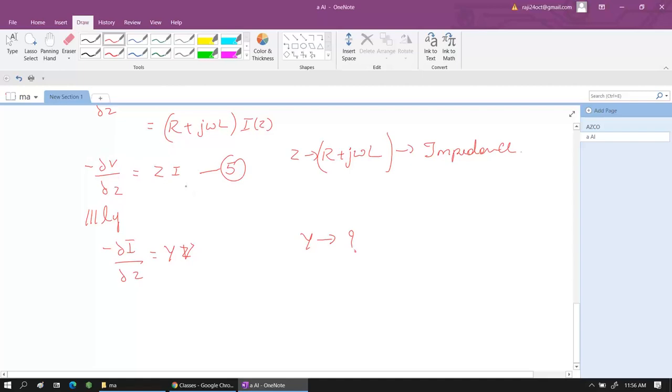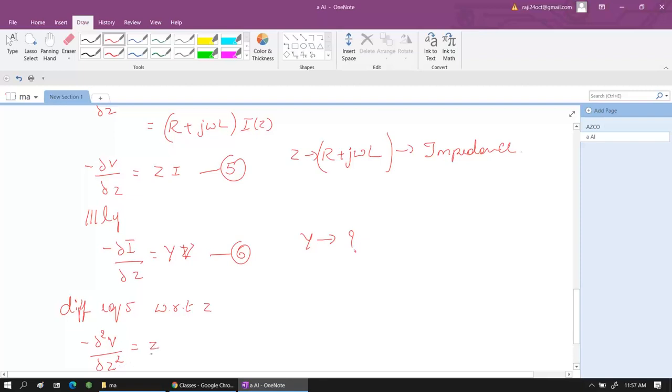For that, I have to differentiate this expression once again with respect to z. So sixth, I'll consider differentiating equation 5 with respect to z. So what happens now? This equation becomes minus dou square V divided by dou z square is equal to, what do I get here? Z acts like a constant.